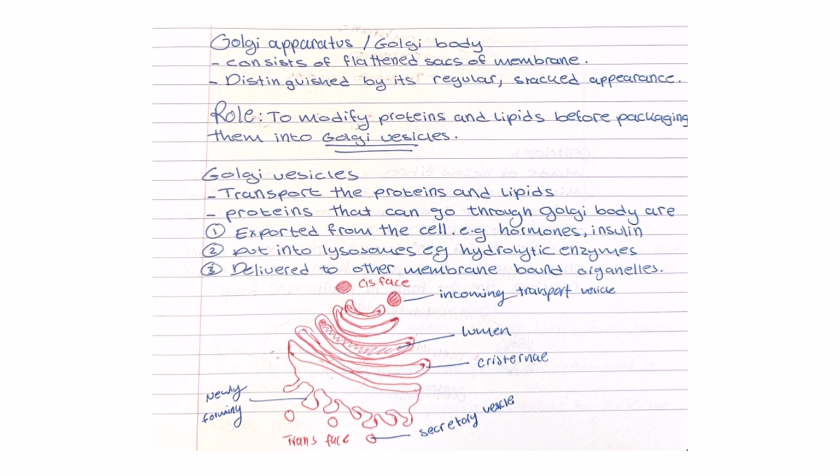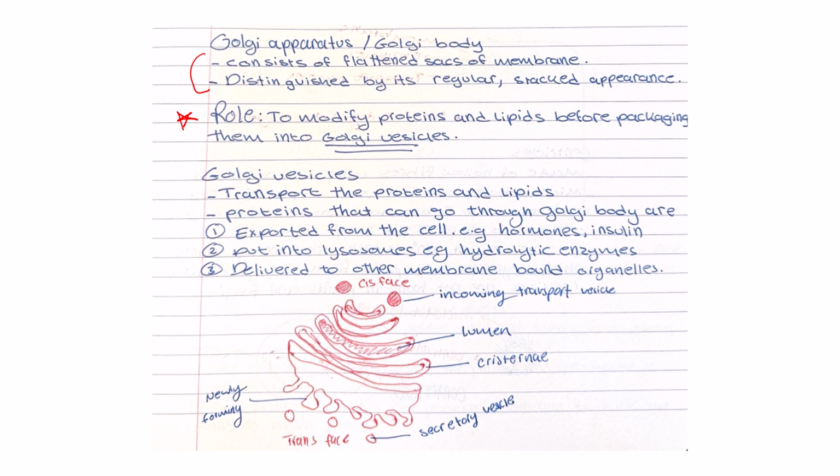Okay, now let's talk about the Golgi body. So the Golgi body also consists of flattened sacs of membrane, and it's distinguished by its regular stacked appearance, so it almost looks like a Wi-Fi signal. The role of it is to modify proteins and lipids before packaging them into Golgi vesicles. So if you are writing out notes, the most important part to write out is this part. This part isn't really that valuable.